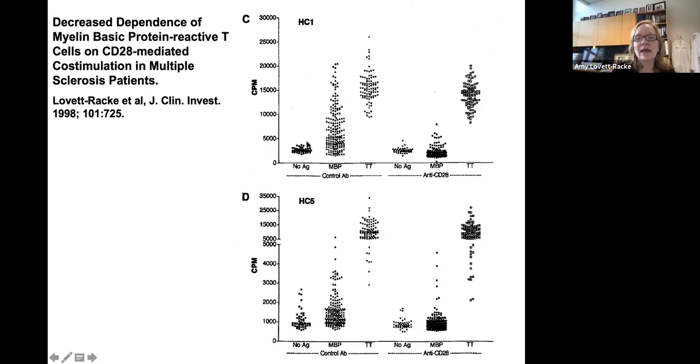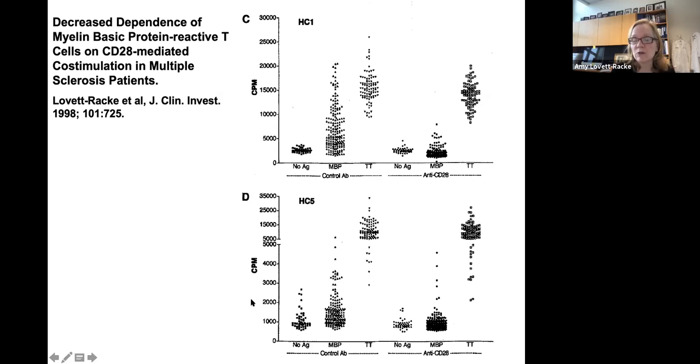But if you look at what we saw in healthy individuals, again, this healthy individual has a fairly robust response to myelin basic protein, a good response to tetanus. But when we block that CD28 molecule, the myelin basic protein response goes back to baseline. It's gone. So these myelin-specific T cells are naive. They've never seen their antigen. So this was one of the first studies that showed that fundamentally there's something different about the myelin-specific T cells between MS patients and healthy individuals.